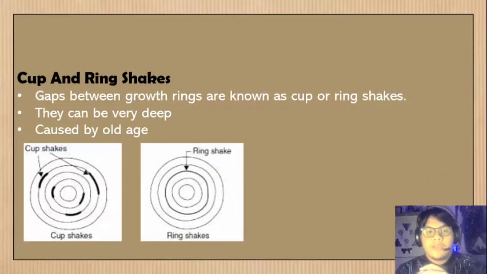Cup and ring shakes. Gaps between growth rings are known as cup or ring shakes. They can be very deep and are caused by old age. As you can see on the first graphic there, a cup shake is a sparse gap between the rings of a log. Next, the ring shake. Between the growth rings, there are one or two gaps. Gaps that cover all the rings, or cover one ring, are called ring shake.